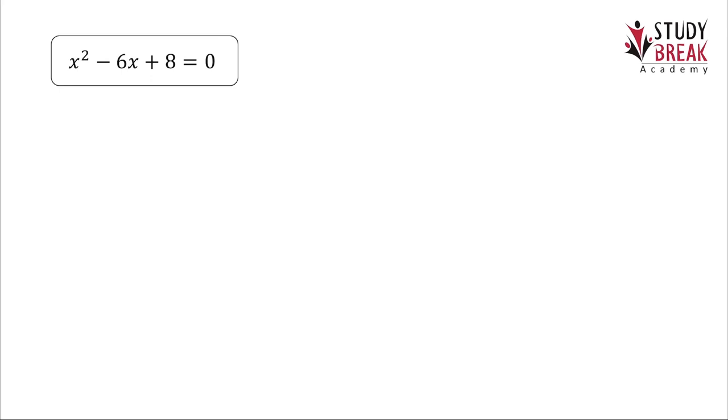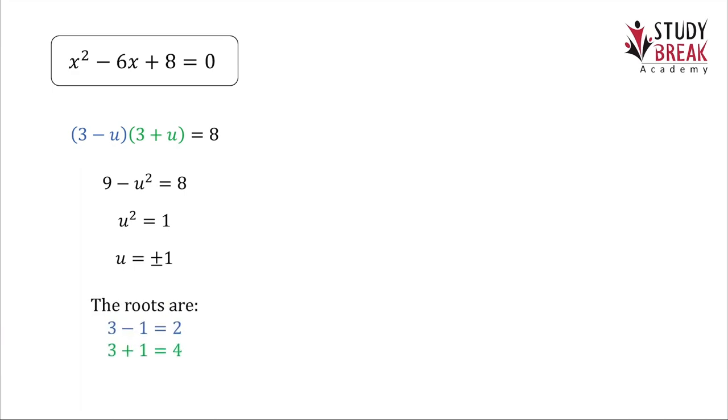Say we have a quadratic equation like x squared minus 6x plus 8 equal to 0. We know that the middle term, that is the coefficient of x, will give us the sum of the roots, and 8, the constant term, will give us the product of the roots. So we divide the middle term 6 into two parts, 3 plus u and 3 minus u, and multiply them to 8, the constant term. Expanding which we get 9 minus u squared equal to 8, u squared equal to 1, u equal to plus minus 1. Hence the two roots are 3 minus 1 equal to 2 and 3 plus 1 equal to 4. Confused? Let me explain.